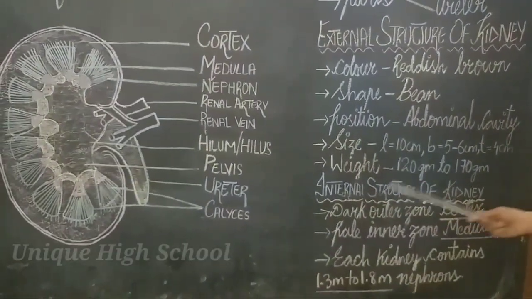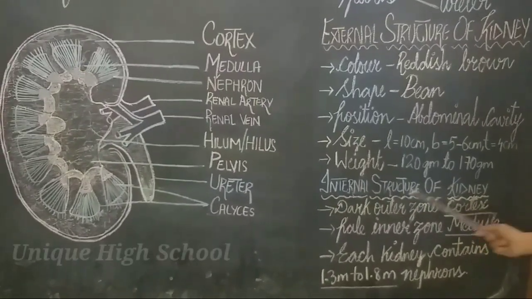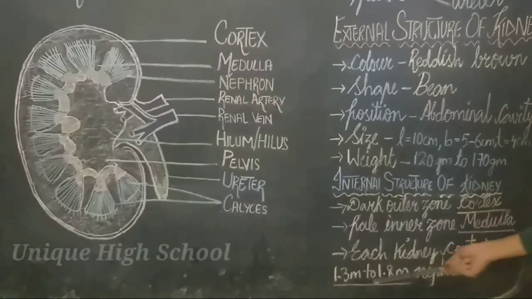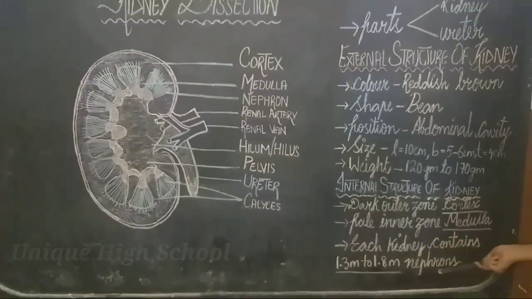Internal structure of the kidney. Dark outer zone: cortex. Pale inner zone: medulla. Each kidney contains 1.3 million to 1.8 million nephrons.